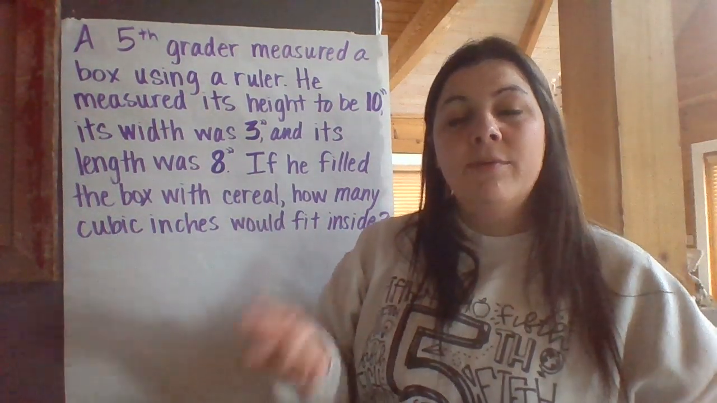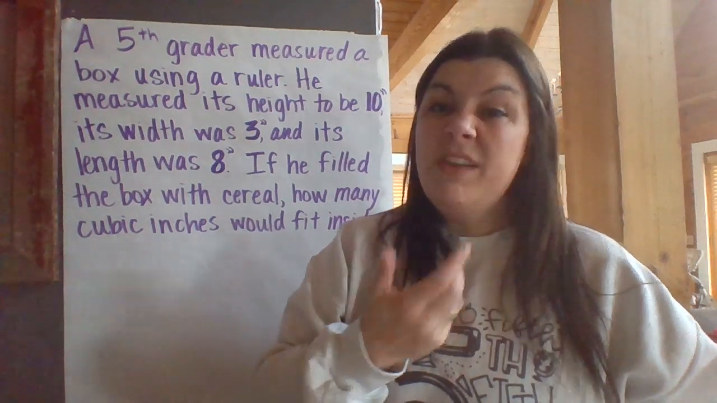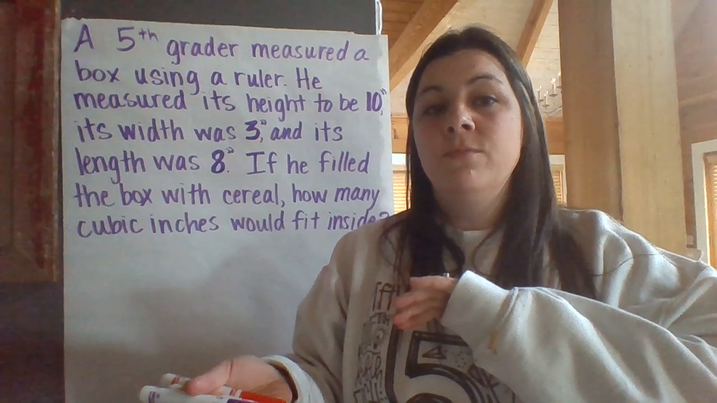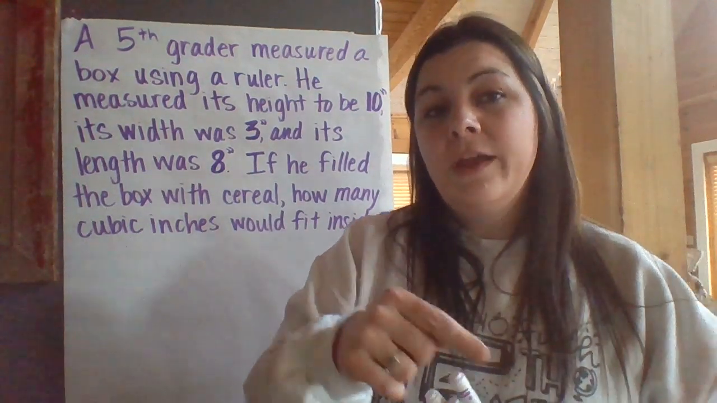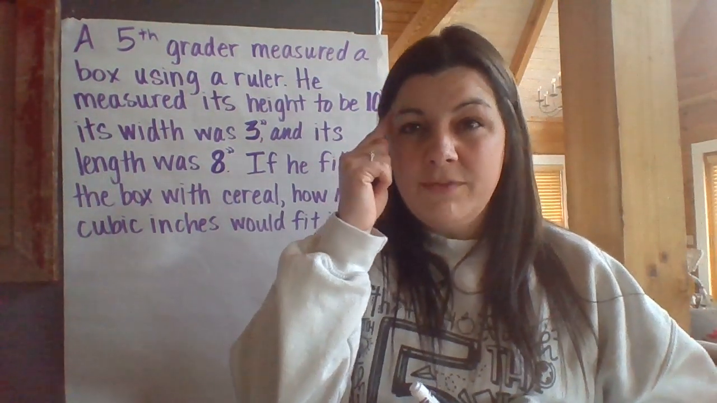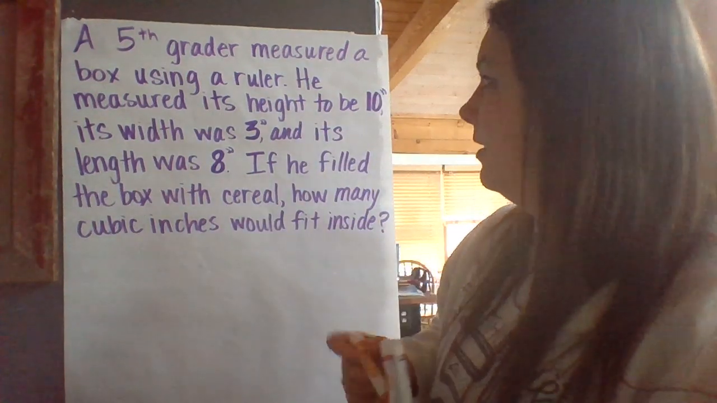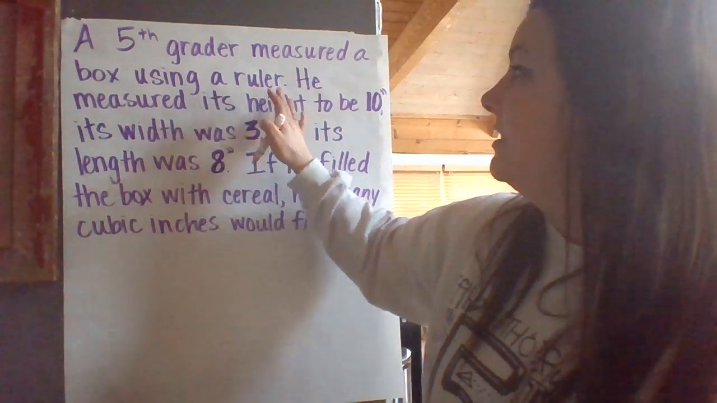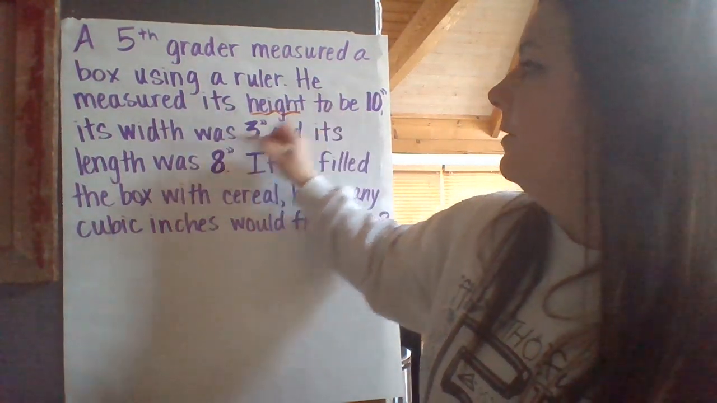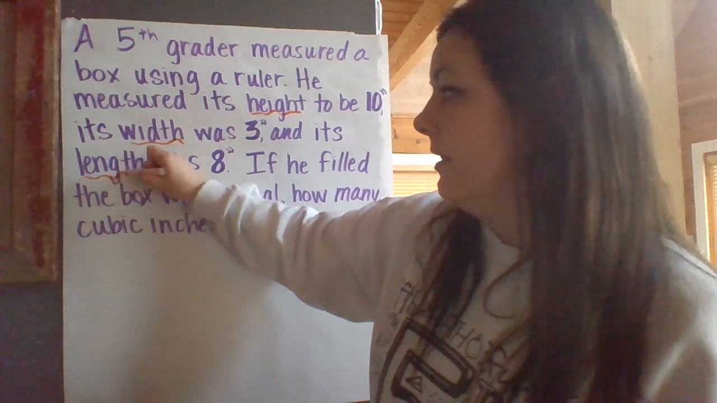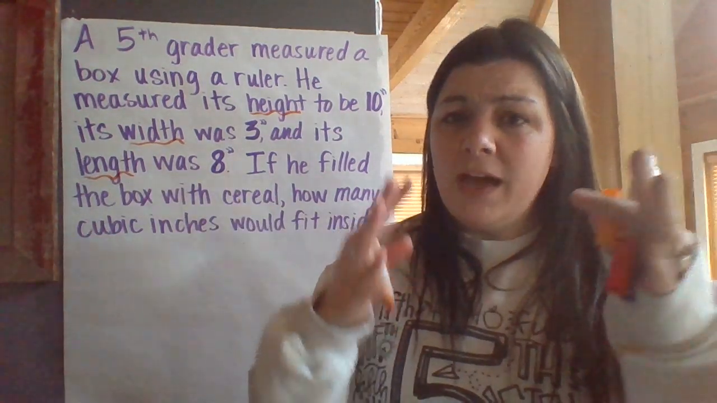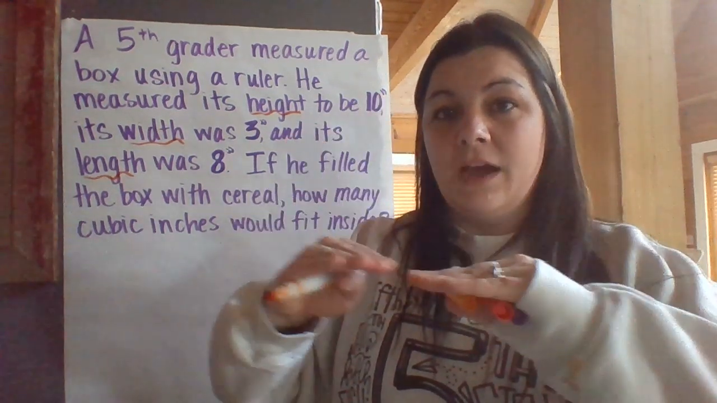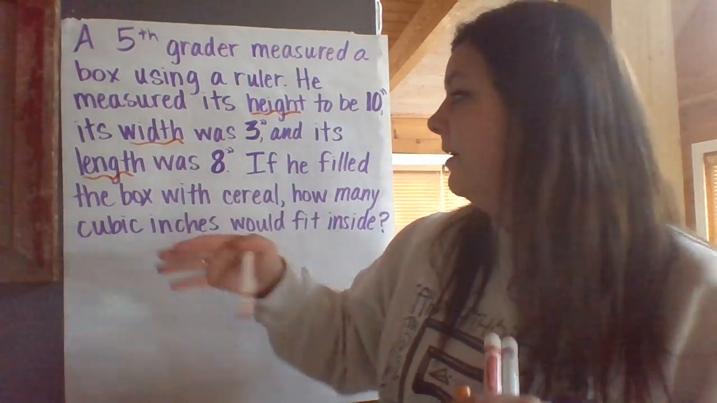So when I hear this problem, I heard some words that give me clues as to whether or not I should use volume or surface area. So I'm going to read through it again and show you the words that turned a light bulb on in my head. A fifth grader measured a box using a ruler. He measured its height. I heard height, width, and length. That does tell me that we've got a 3D object. It's got height, it's got width, and it's got some depth, the length in there.